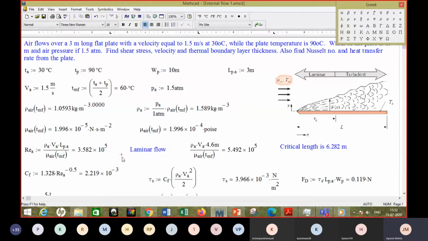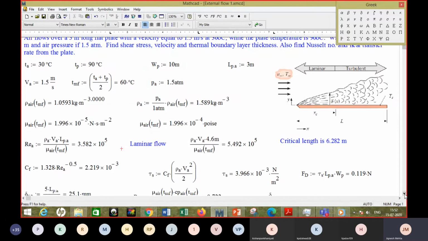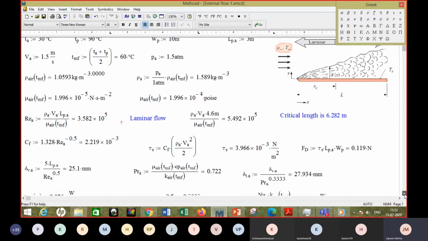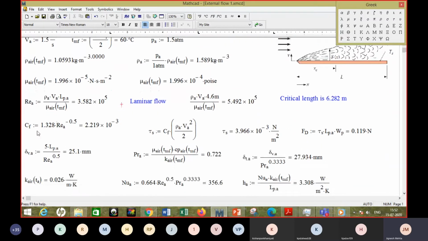Now, the CF, the friction coefficient, right? And this is the average value. As I have been telling, we are interested in the average values, not in the local values, right? The average value represents the whole plate, while the local value will represent only one cross section. So finally we are interested in the complete picture for a plate.